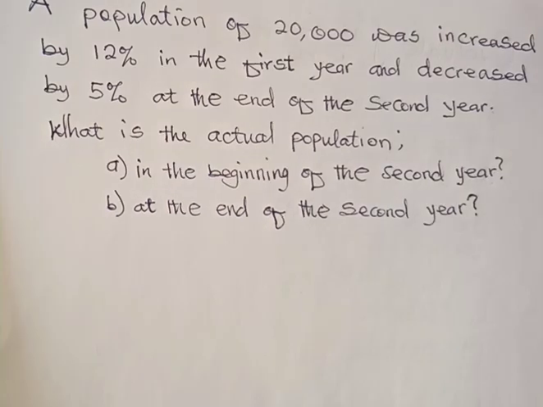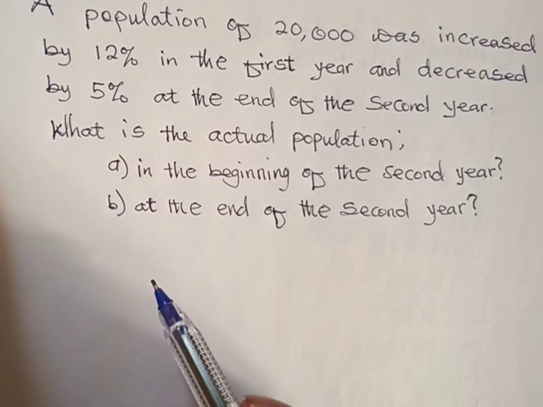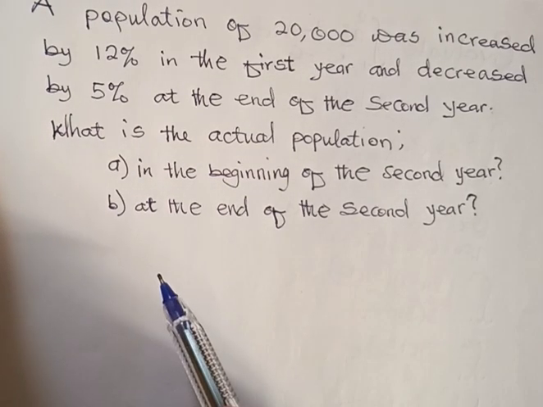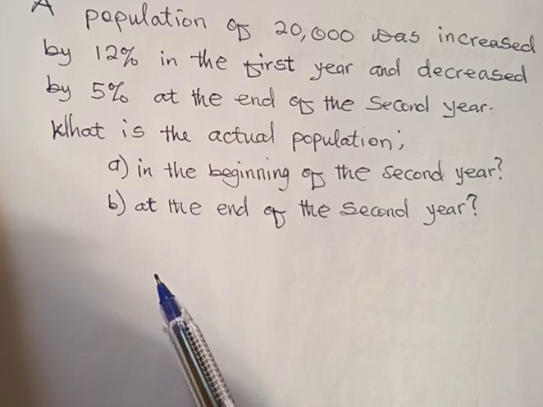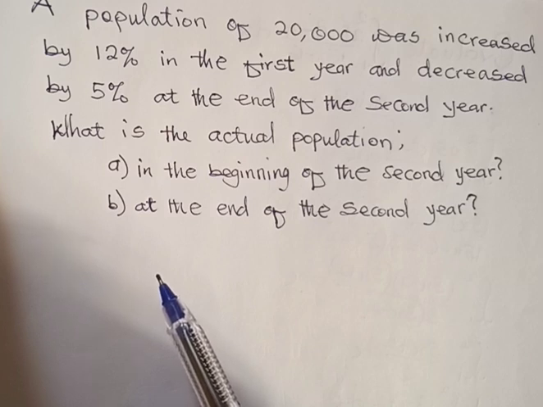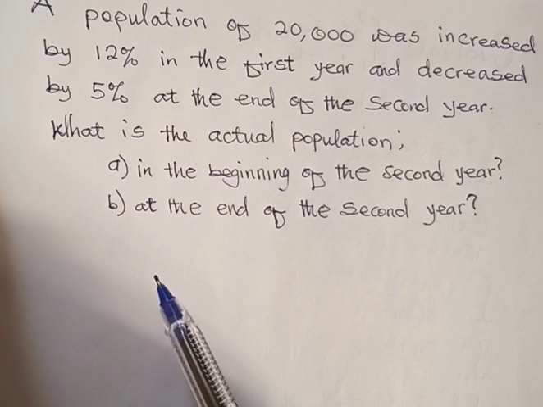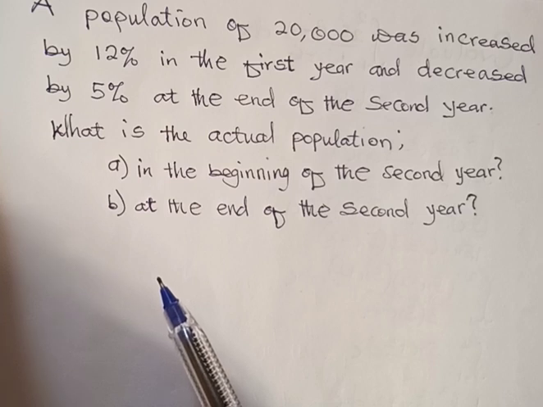All right. So in this question, it says a population of 20,000 was increased by 12% in the first year and decreased by 5% at the end of the second year. So for this one, we are asked to find the actual population in the beginning of the second year and at the end of the second year. So this makes it very easy.